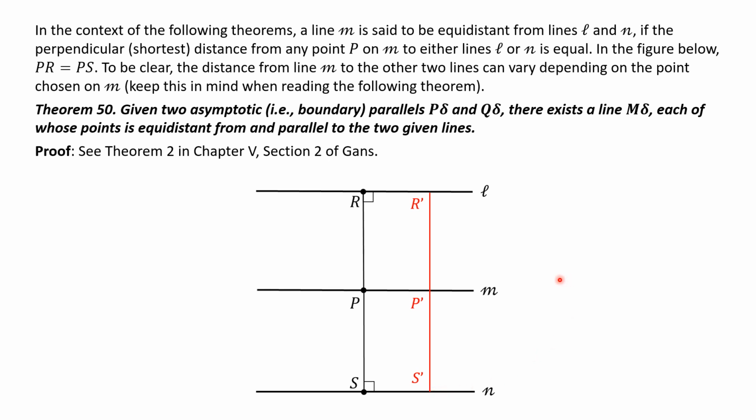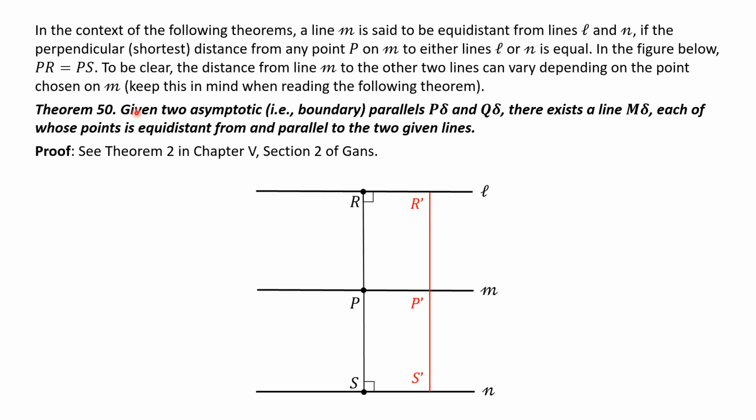One fine point here that's easy to miss is this shortest distance is not constant. So in other words, RP does not need to equal R prime P prime. If L and N were asymptotic boundary parallels, they would be getting closer and closer. So this shortest distance would be getting less, and going in the opposite direction here, they would be getting further apart, or vice versa, depending on which direction they're converging on.